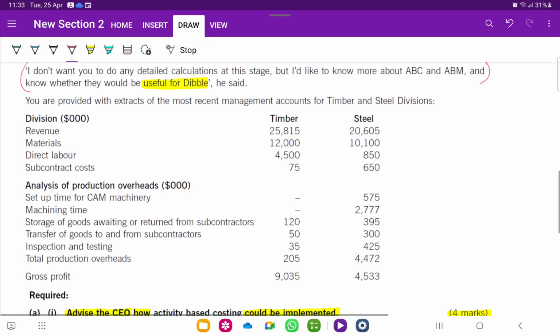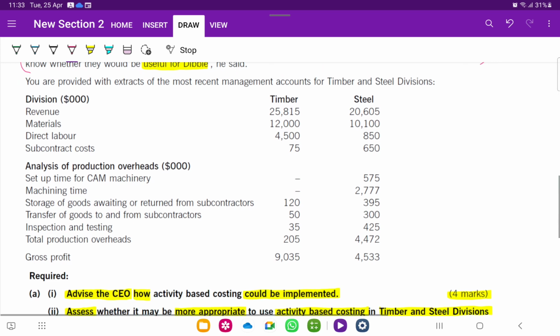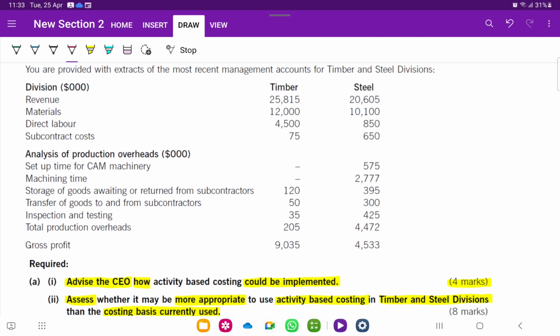So you are provided with the extract of most recent management accounts for the timber steel division. Revenues are given, material cost is given, direct labor is given, subcontractor costs are given, basic things are given. An analysis of production overhead cost is also given, right? There are how many steps? Setup time for CAM machinery, machining time, storage of goods. Let's try to read it properly.